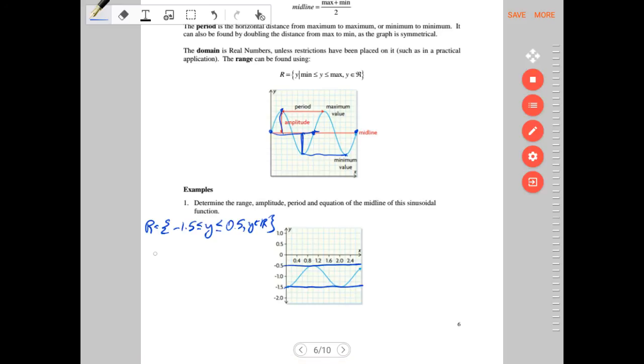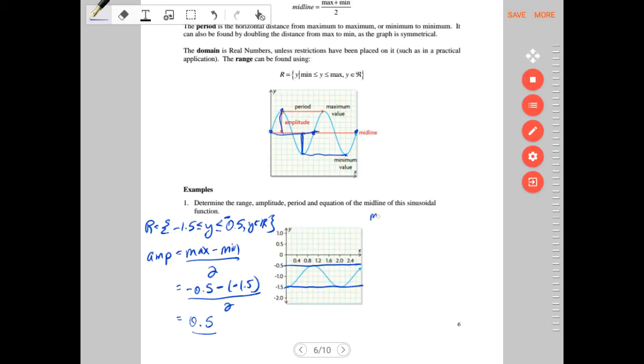Now that I know the max and min, I can use my formulas for amplitude and midline. Amplitude is equal to max minus min all over 2. My max is negative 0.5, so it's negative 0.5 minus negative 1.5 all over 2. Minus a minus is plus, so that's negative 0.5 plus 1.5, which is 1, divided by 2 is 0.5. So the distance from the middle to the max is 0.5. Remember again, amplitude is not negative.